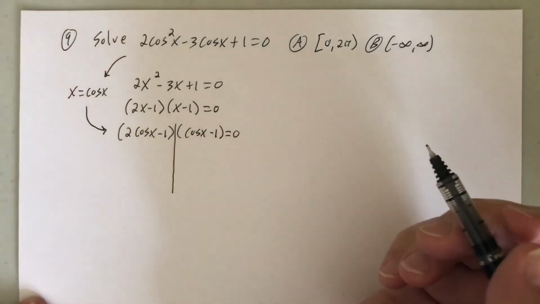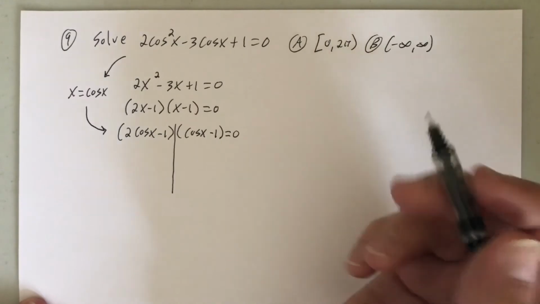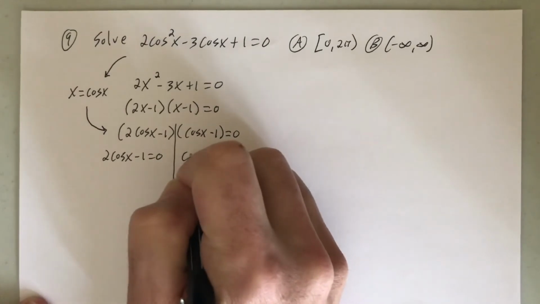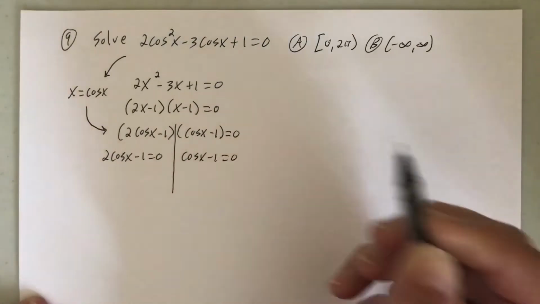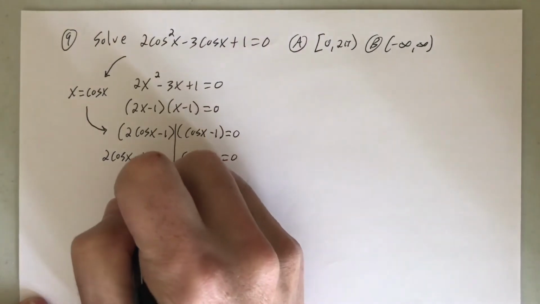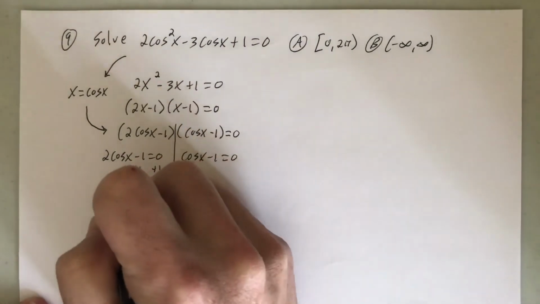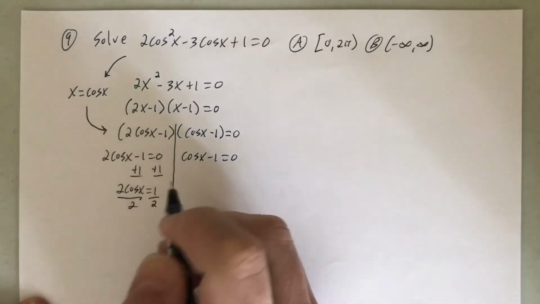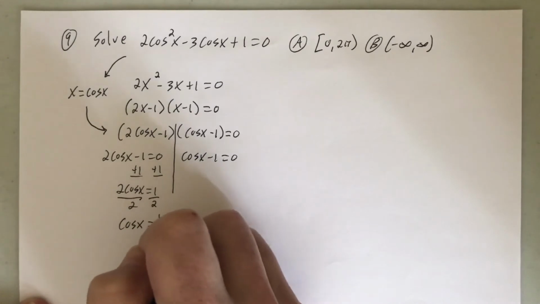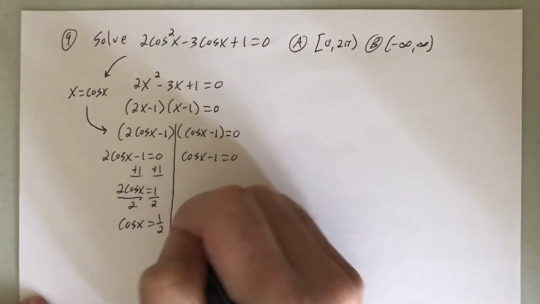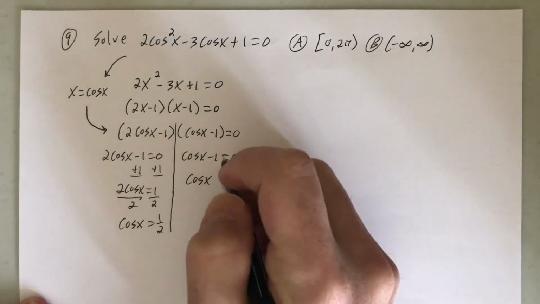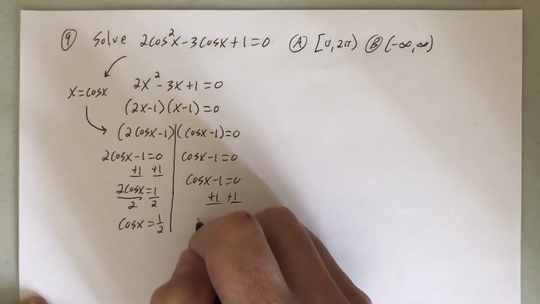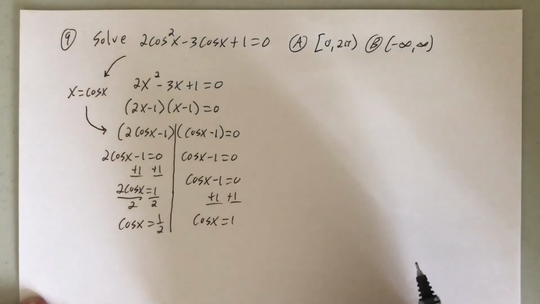So now we have to solve each of those separately. This would be 2 cosine x minus 1 is equal to 0, and then cosine x minus 1 is equal to 0. So I'm going to add 1. So 2 cosine x is equal to 1, divide by 2, and I get cosine x is equal to 1/2. And then over here, I'll just rewrite it because I already started doing that. And then I get cosine x is equal to 1.